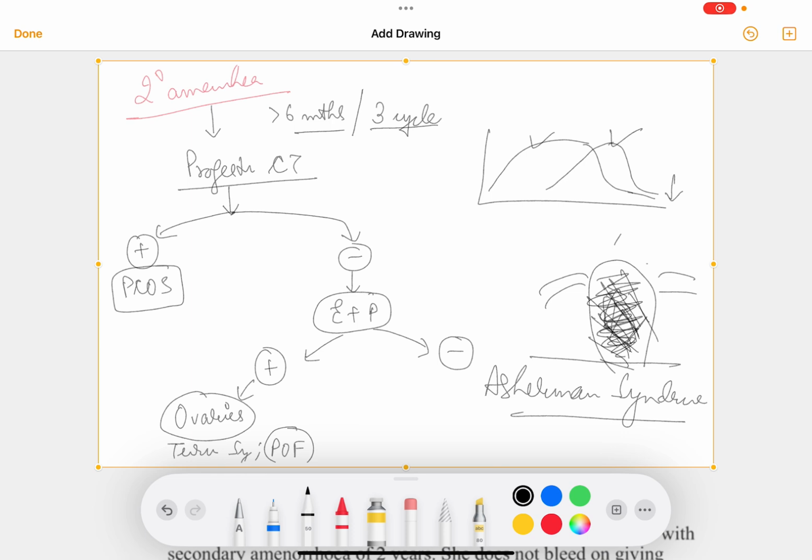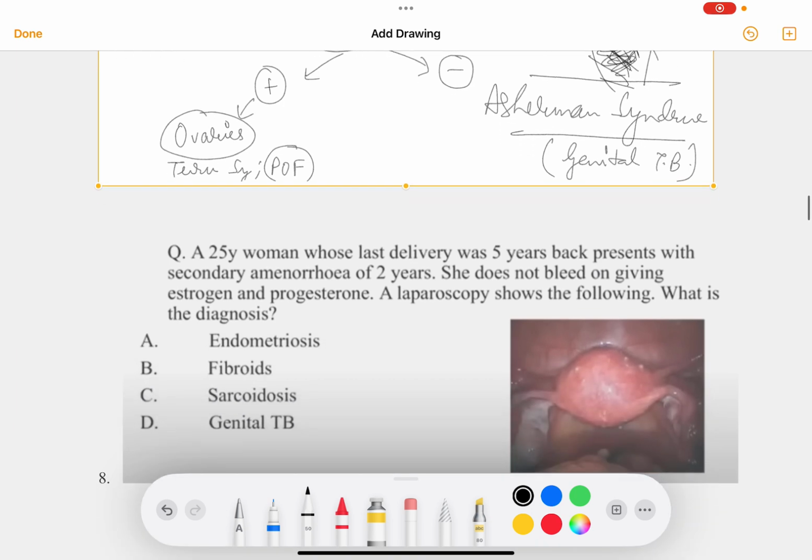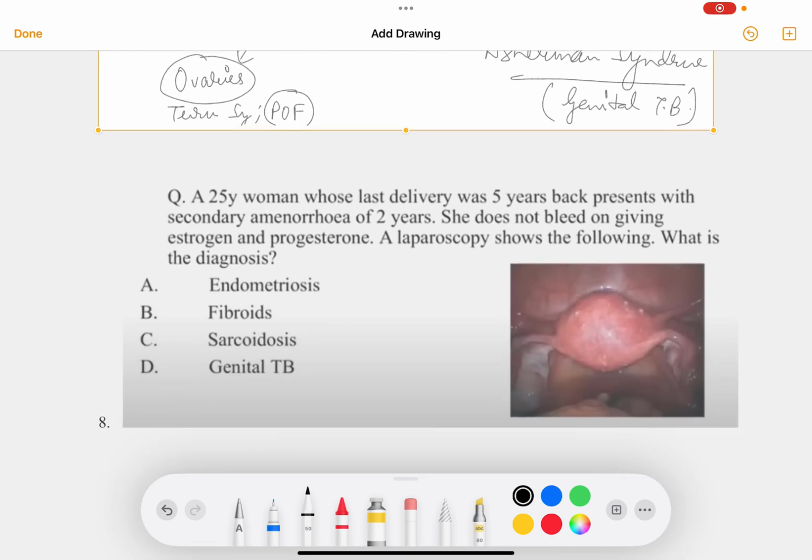never bleed. So basically the most common cause of Asherman syndrome is genital tuberculosis. Genital tuberculosis leads to Asherman syndrome as there is destruction of the uterine endometrium. So this patient, as you can see, does not bleed on giving estrogen and progesterone. So it means there is a problem inside the uterine cavity.